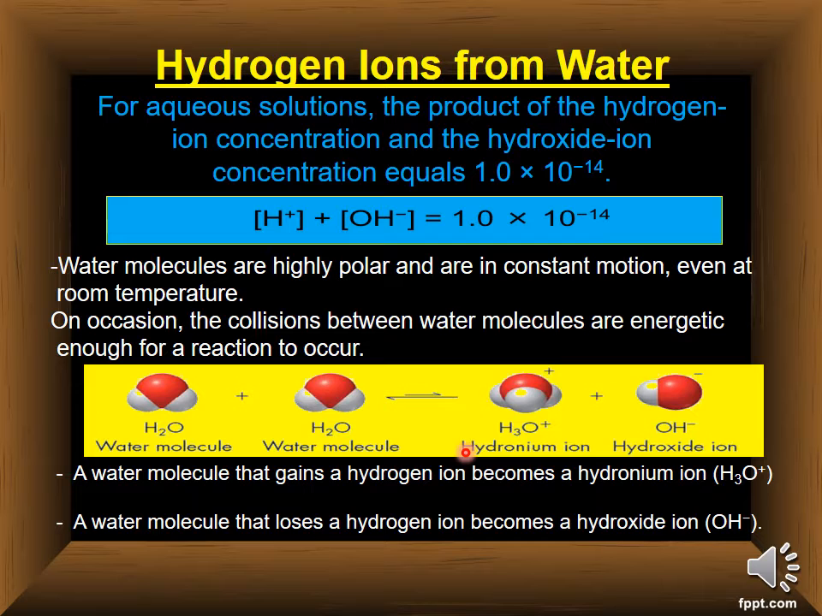Now, who lost the hydrogen? What is left here? A hydroxide ion, OH negative ion. So a water molecule that gains the hydrogen ion becomes a hydronium ion, H3O positive, and the water molecule that loses the hydrogen ion becomes a hydroxide ion. So this is the property of water. In water, the hydronium ion and OH ion are always present.